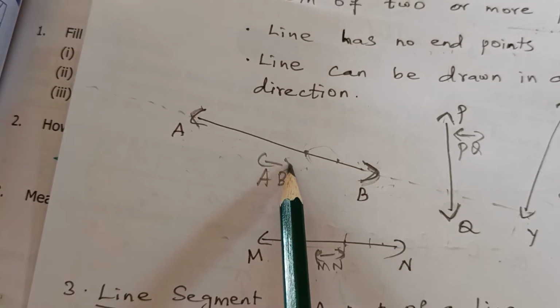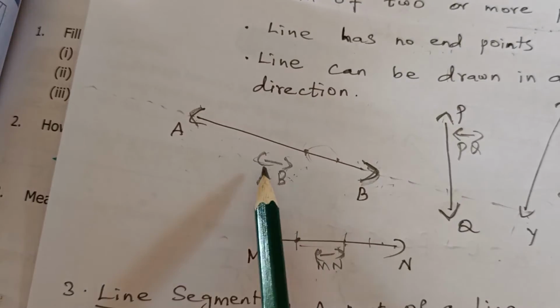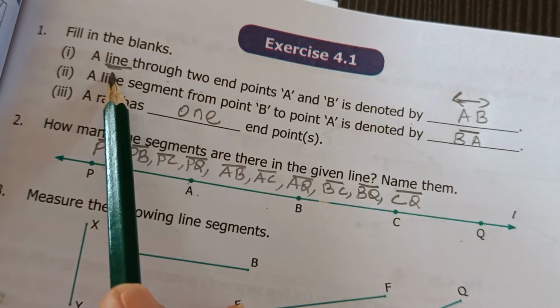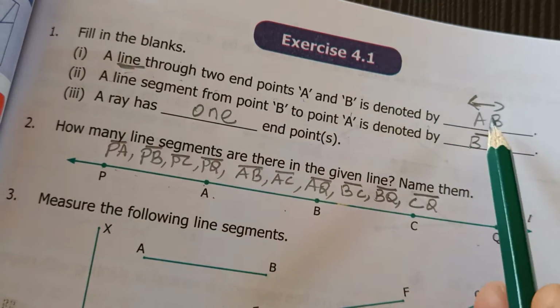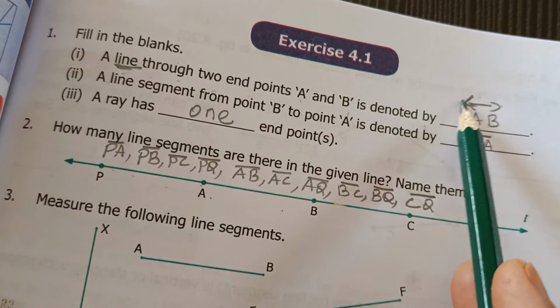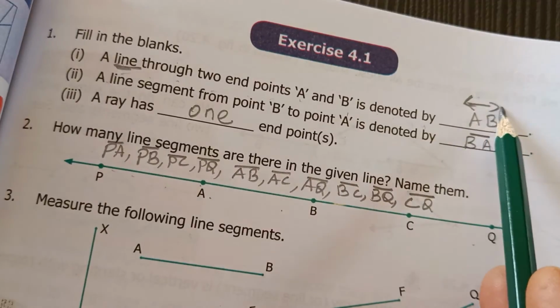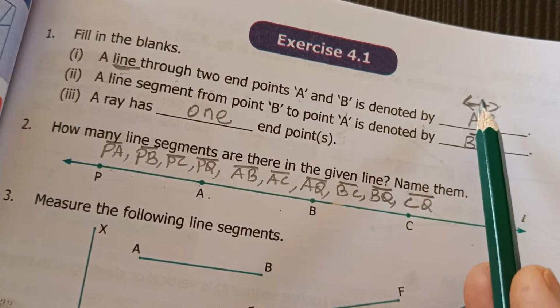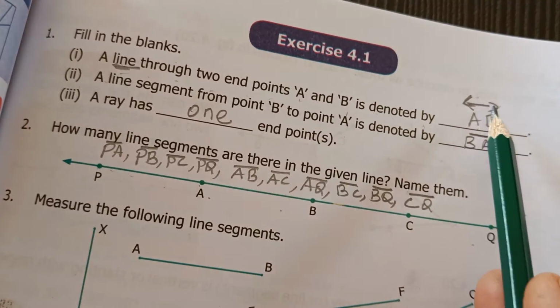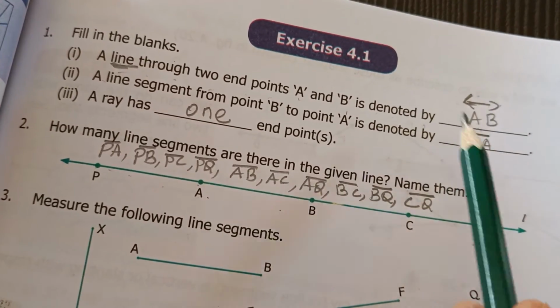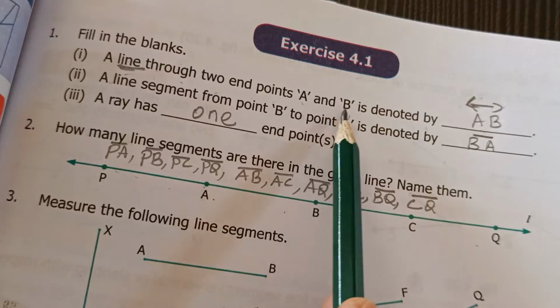Line AB means we have arrow marks on both sides because it has no endpoints. So a line is denoted by the two points A and B. So it is denoted by AB. Line AB, we have to put arrow marks. How do you read it? This is line AB. When you have arrow marks, it is a line. When there are no arrow marks, it is a line segment. So line AB. This is how we denote a line through the points A and B.